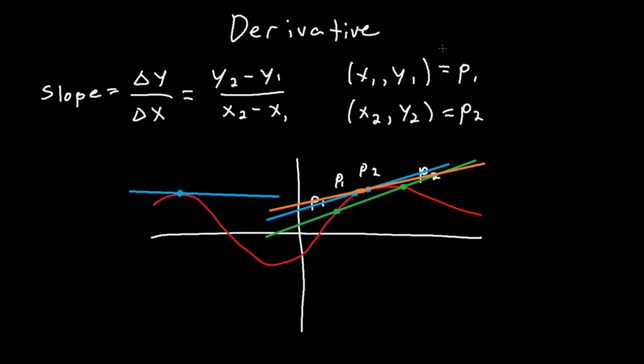So let's say this again. The derivative is the slope between two points on your graph that are infinitesimally close. So these 2 points are dragged closer and closer and closer, and then you measure the slope of this orange line.